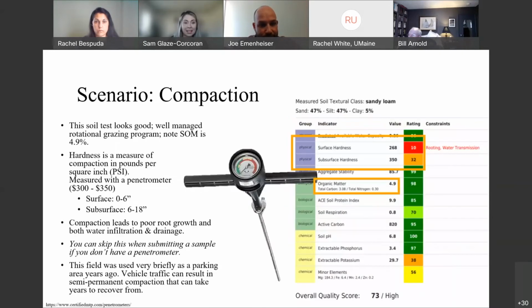Great. So, okay, here we go. As promised, your Cornell soil health test.